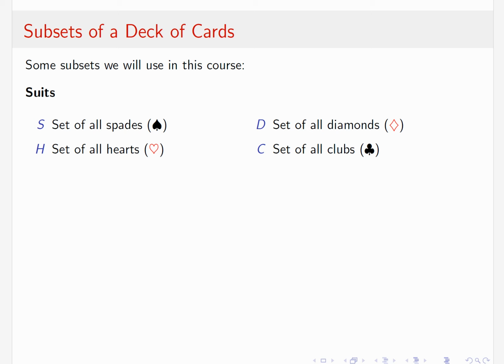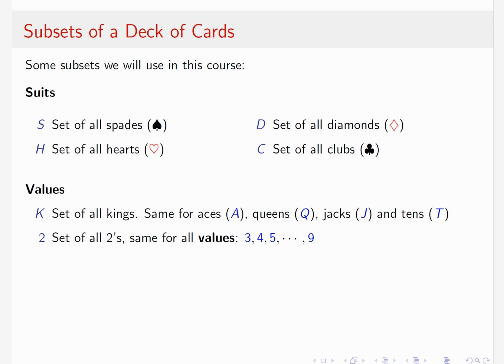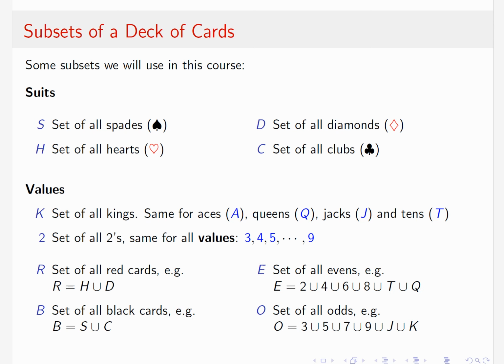And some of the subsets that we've already used and will continue to use, we of course have the suits, the spades, the hearts, the diamonds, and clubs. We also have the values. So K is the set of the 4 kings that are in the deck. Same for all of the other values: aces, queens, jacks, tens, and then the numbers also, 2, 3, 4, 5, 6, 7, 8, 9. And we have the set of all red cards, the set of all black cards, and even and odd.